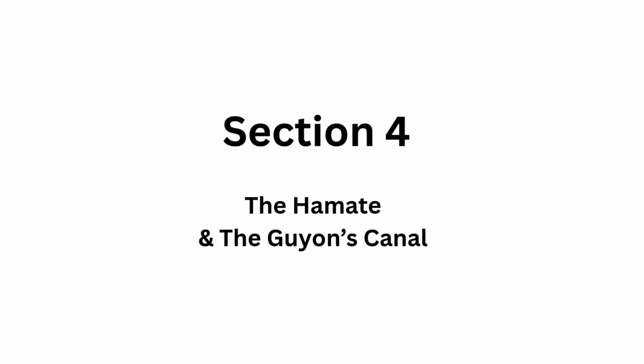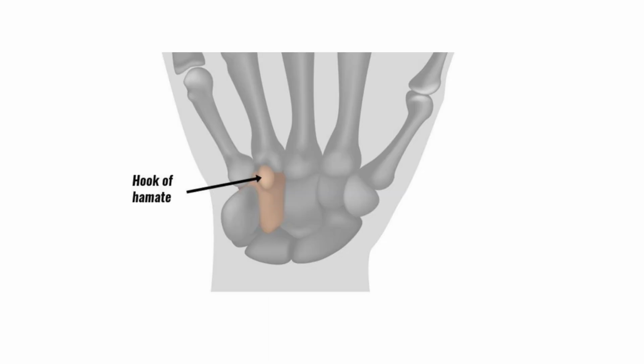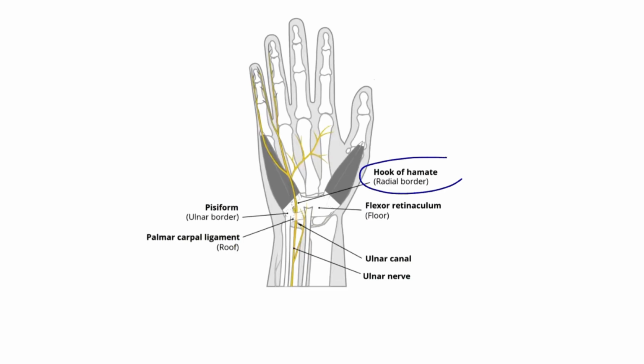The hamate and Guyon's canal. Moving medially, we find the hamate and its famous hook. This forms the lateral border of Guyon's canal, the ulnar canal, with the pisiform forming the medial border. The ulnar nerve and ulnar artery pass through here.